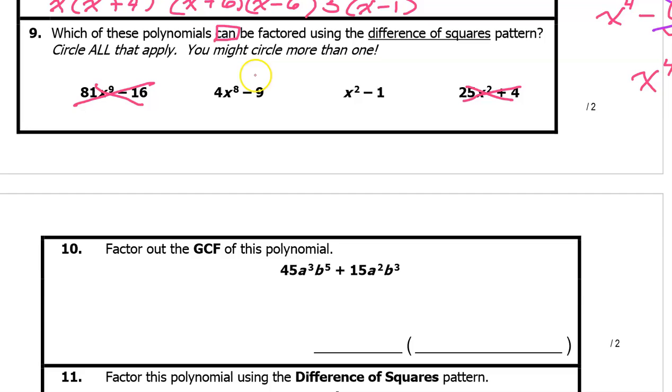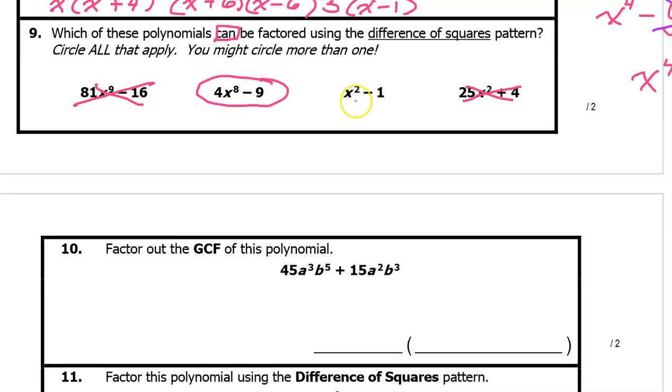All right, this one checks all the boxes. We have the difference. Okay, so that's good. We have a perfect square here. The 4 is a perfect square. The 9 is a perfect square. And unlike the previous problem, we have an even number right here. And that's what we needed. So specifically, this would factor as 2x to the 4th power plus 3 times 2x to the 4th power minus 3. So this is factorable. So we're supposed to circle all the ones that can be factored. So let's circle this one.